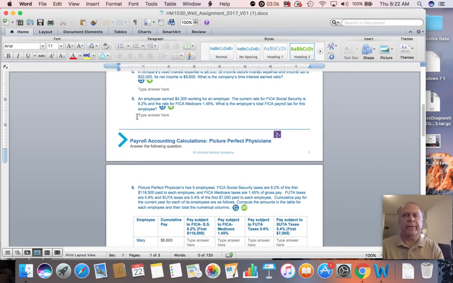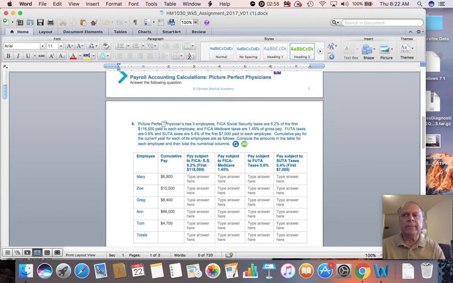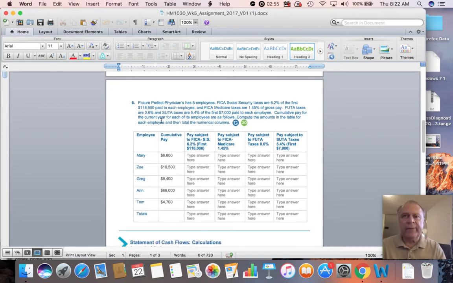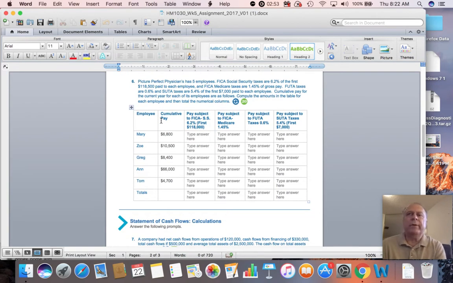Question 5 is a math question, so you have to take the appropriate percentages times the wages that are earned. Question number 6 has to do with employer taxes and the taxes that your employer pays on your behalf. And just as a point, these are not deducted from your paycheck. Again, this is basically a math problem. However, you have to be careful because some of the income amounts are subject to limits. What this means is that the employer only has to pay tax on the first given amount.